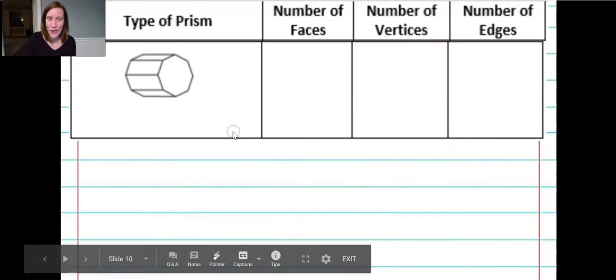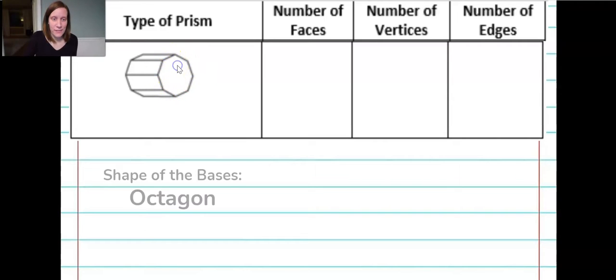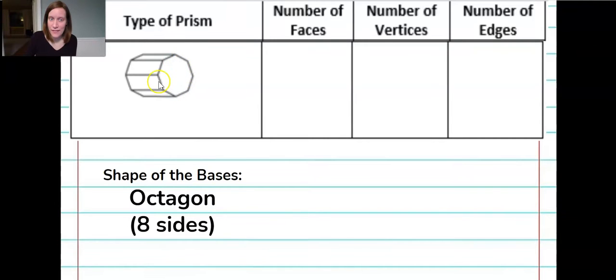And we have our last one, which is the octagonal prism, okay? The octagonal prism is called octagonal because it has an octagon as its base. An octagon has 8 sides: 1, 2, 3, 4, 5, 6, 7, 8. Make sure you write that down. And then again, we're using that to figure out our number of faces, vertices, and edges.